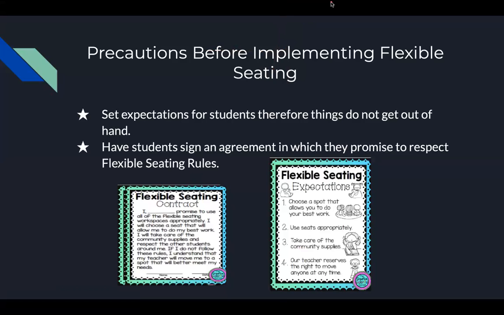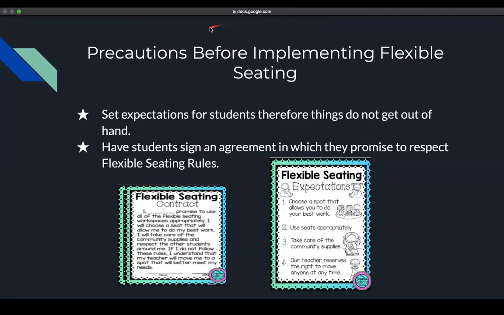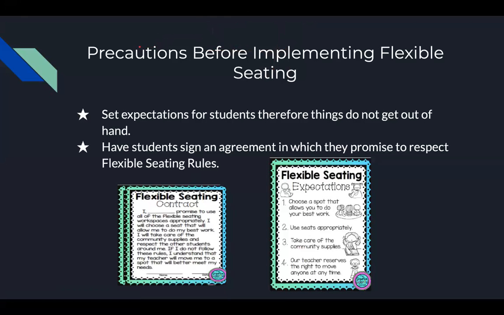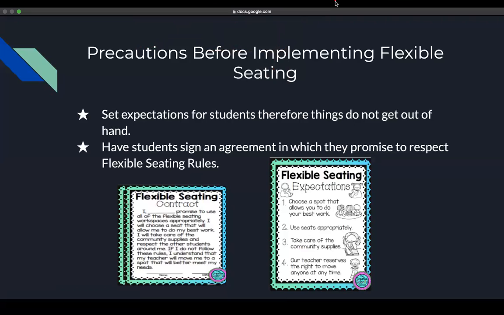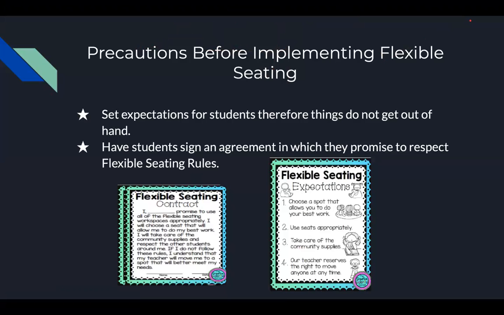The second one is have students sign an agreement in which they promise to respect flexible seating rules. This is a fun little contract that you can do with your students maybe the first week of school, where they promise to use the workspaces appropriately. They are going to respect everyone and everything around them. And if they don't uphold these commitments, they will not have the privilege of flexible seating.